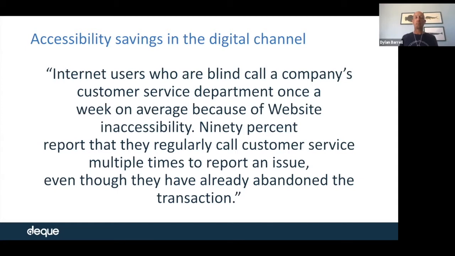We surveyed blind people with a visual disability, and asked them about their behavior when they encounter certain types of problems. And we found that internet users who are blind call a company's service department once a week on average because of website inaccessibility. And 90% of those people reported that they regularly call customer service multiple times to report an issue, even when they've abandoned that transaction. So you're not only getting additional cost coming in because of the inaccessibility, but sometimes you're getting that cost without the upside because the people are complaining, but they've already gone away and done their business somewhere else.